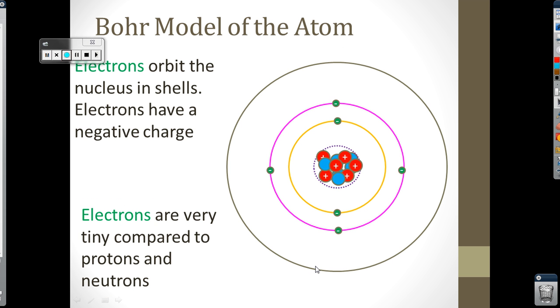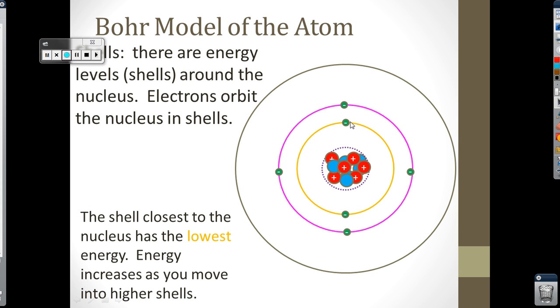We've got the electrons that orbit around the nucleus in shells. So the electrons have a negative charge, and they're constantly moving or orbiting around the nucleus in energy levels that we call shells. Electrons are very tiny compared to protons and neutrons. It takes about 1,800 electrons to equal the mass of one proton or one neutron. So they're very, very tiny. They really don't contribute very much mass to the atom at all. And so when we talk about the mass of an atom, we're only talking about the mass of the total protons and neutrons that the atom contains.